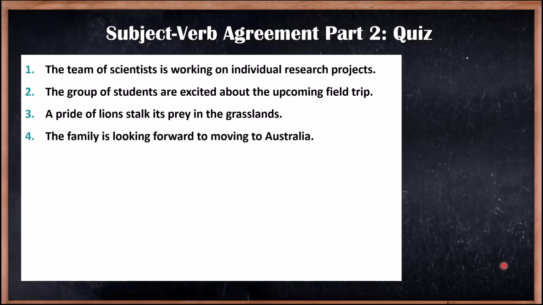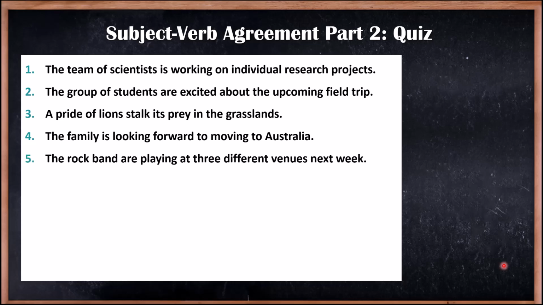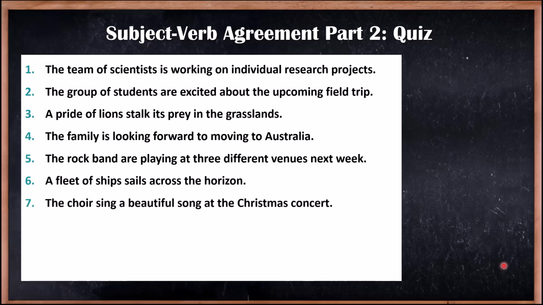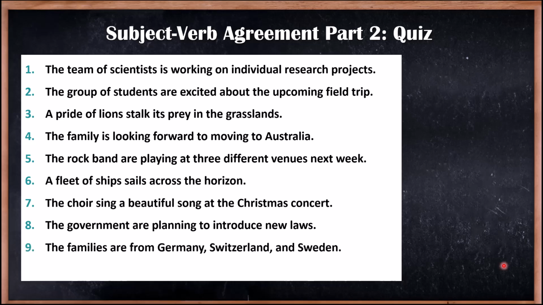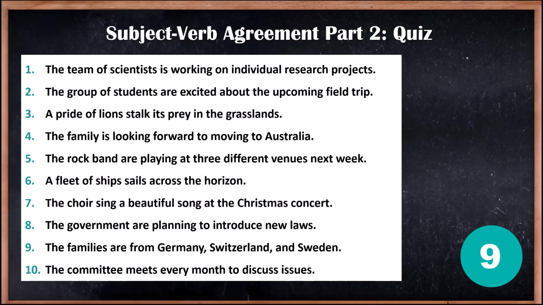Number 4, the family is looking forward to moving to Australia. Number 5, the rock band are playing at 3 different venues next week. Number 6, a fleet of ships sails across the horizon. Number 7, the choir sing a beautiful song at the Christmas concert. Number 8, the government are planning to introduce new laws. Number 9, the families are from Germany, Switzerland, and Sweden. Finally, number 10, the committee meets every month to discuss issues.